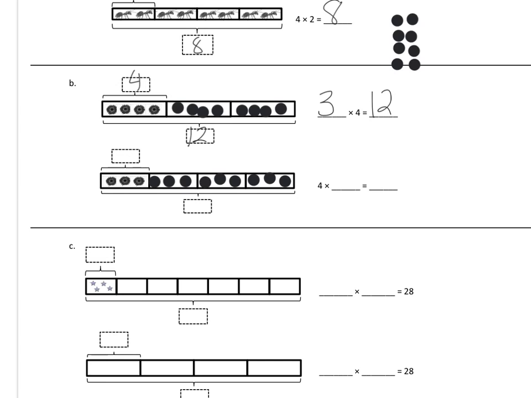For my next tape diagram, remember we're flip-flopping. So I now have 4 sections with 3 in each section. So what am I going to put here? Right, I'm going to put 3 because there's 3 in each section. And then down here is for my total. And if my total on the top was 12, then my total on the bottom is 12. Okay, so now my multiplication sentence is 4 times blank. I have 4 sections with 3 in each section equals 12.